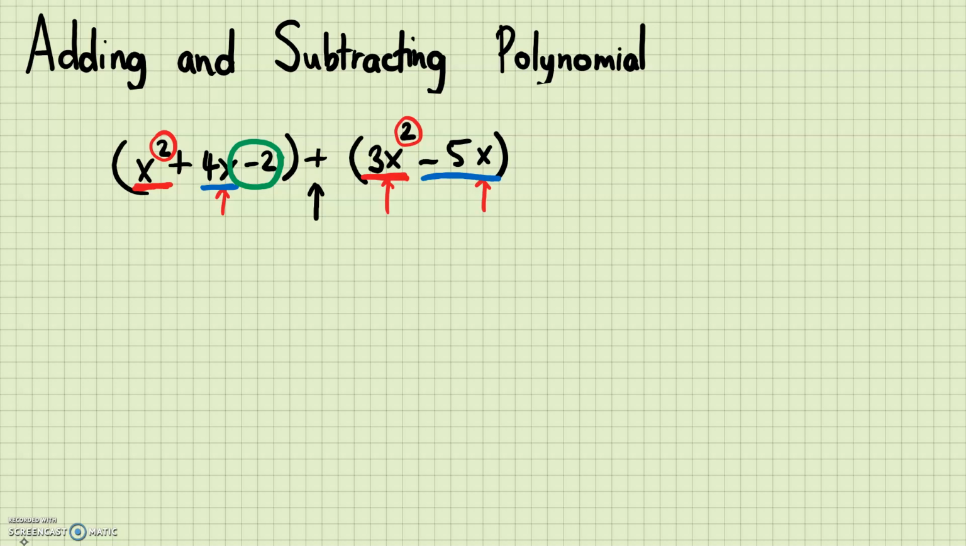Okay, so let's just combine the like terms here. x squared plus 3x squared. Remember, if there's no coefficient, it means there's a 1 here. Okay, so we're adding the 1 to 3, you get 4x squared. Right? And then we have 4x minus 5x, which is going to be minus 1x, or just x. If the coefficient is 1, we usually don't write it. Just negative x, okay? And then remember we had the constant term, negative 2. So this would be our answer for this question.